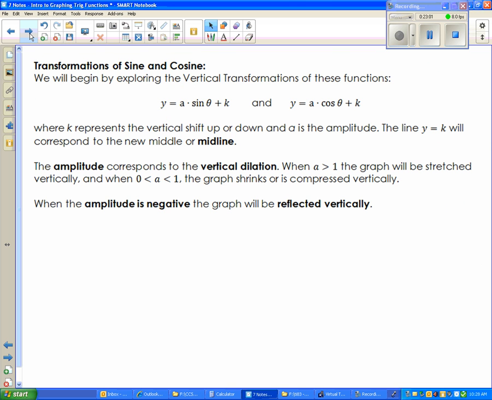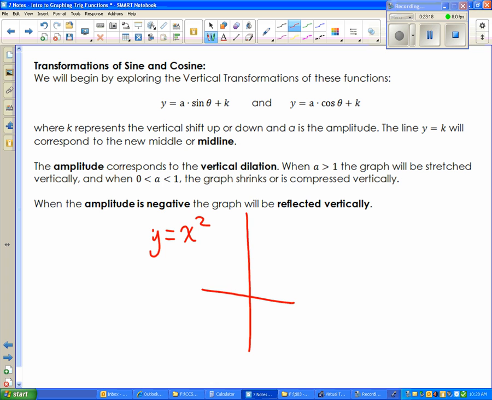So let's do some practice problems. And this is just another slide with some more information about your midline, your amplitude. Your amplitude is going to be considered your vertical dilation. So if you remember when we were dealing with quadratics, if we had y equals x squared, that's our parent function.